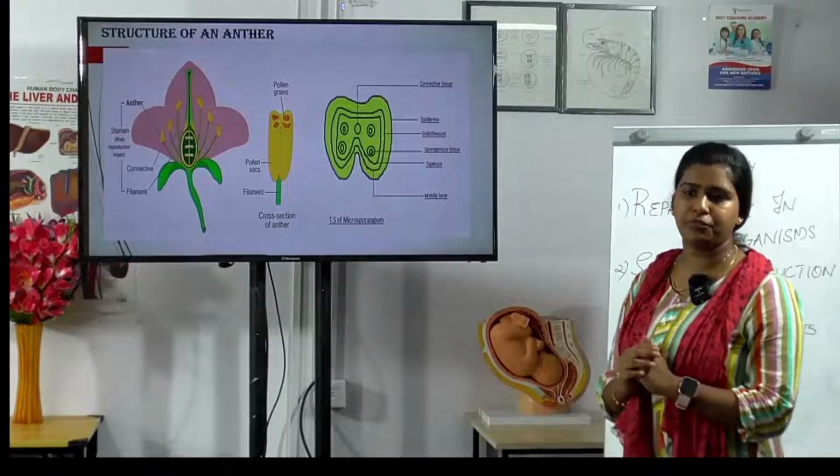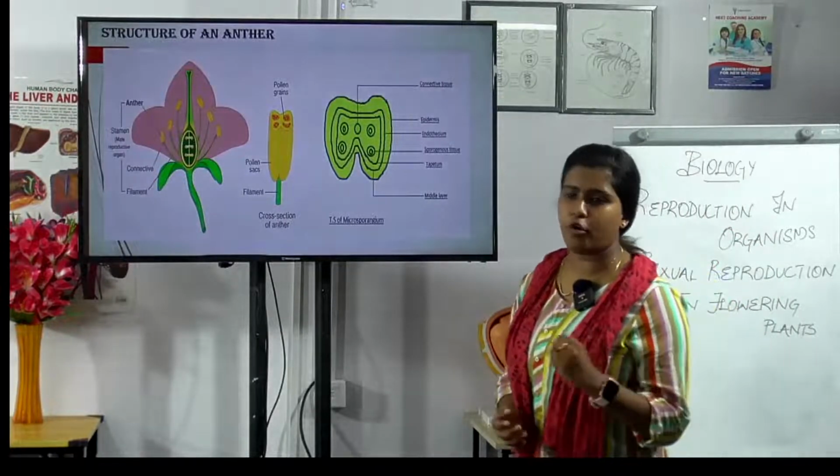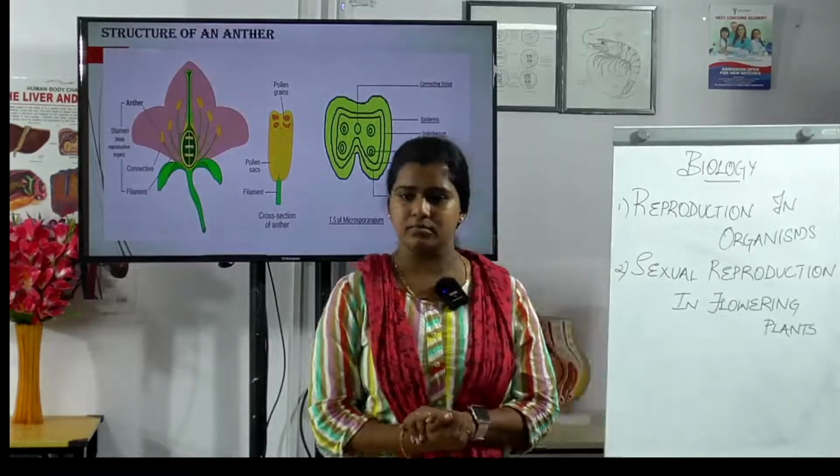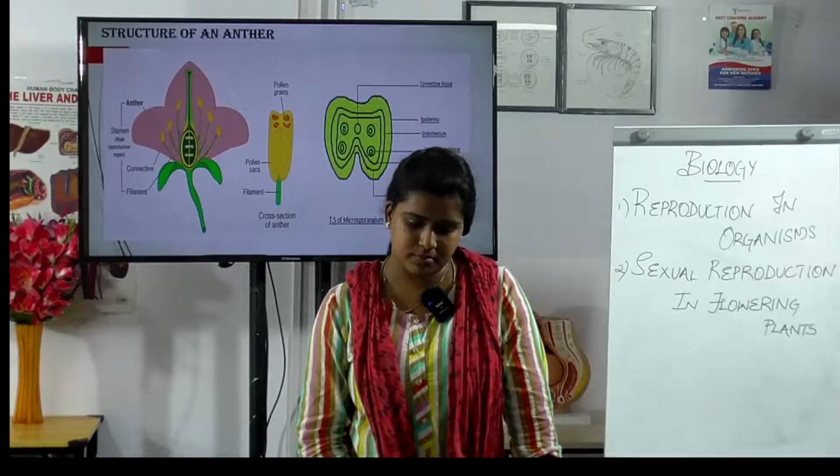Microsporangium consists of 4 layers. Okay, tell me what are the layers without seeing. Endothecium, middle layer, then tapetum. Okay, what is a tapetum? What does a tapetum do? Protection and nourishment of the pollen. Yes, correct.